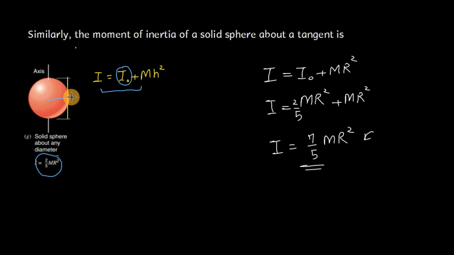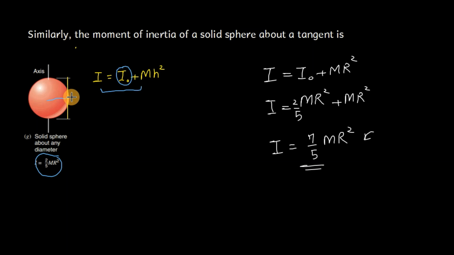Next problem: what will be the rotational inertia of a solid rod about its center of mass? About its center of mass, I equals 1 over 12 ml square. So what will be the rotational inertia if someone rotates this at this point, meaning at the end? What will be the rotational inertia of this solid rod about this point? This is our arbitrary axis, which is parallel to the center of mass axis. So using again the parallel axis theorem, I equals ICM plus mh square.